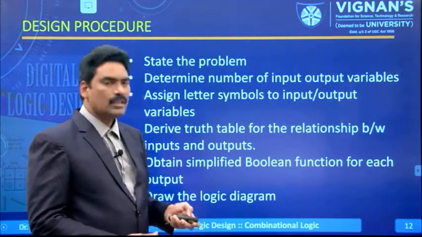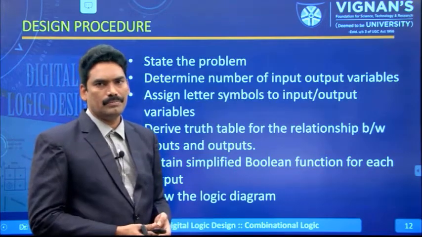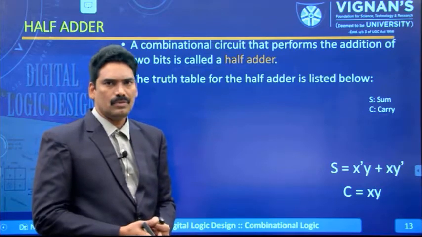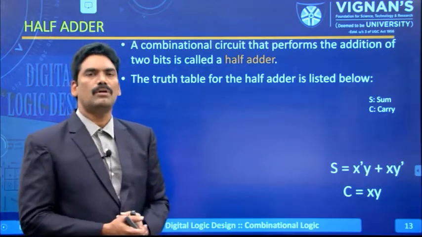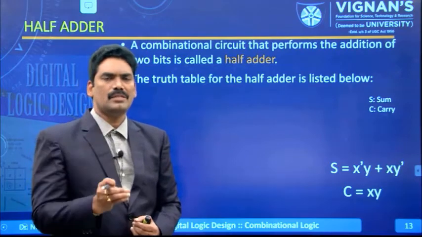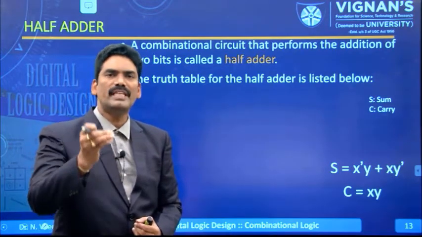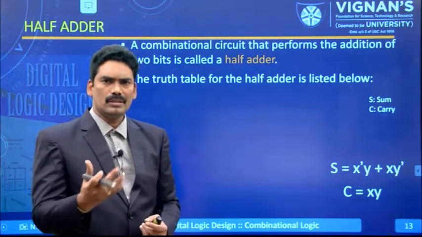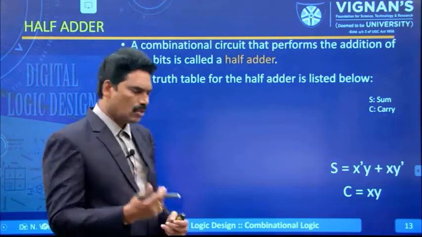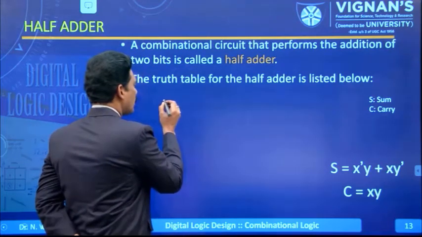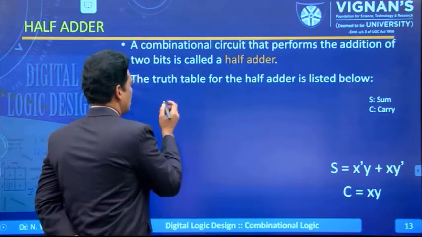Now, I am going to give one example. The topic is half adder. Now we are going to discuss the half adder. What is a half adder? A half adder is a combination circuit which performs the addition operation on 2 bits. So, let's see how to perform the addition operation. First of all, how to perform addition on 2 bits.